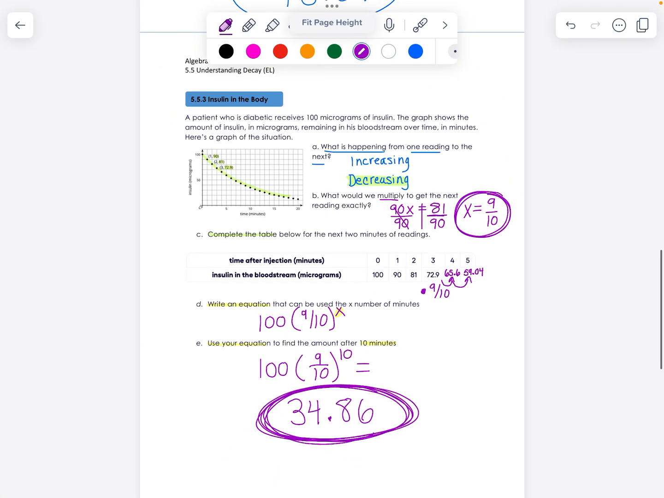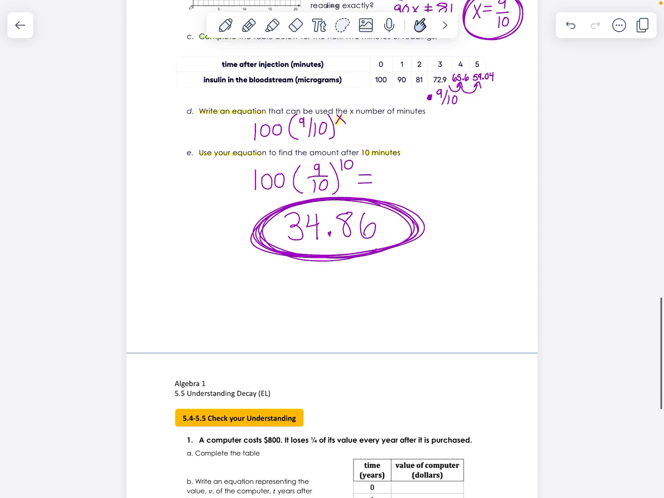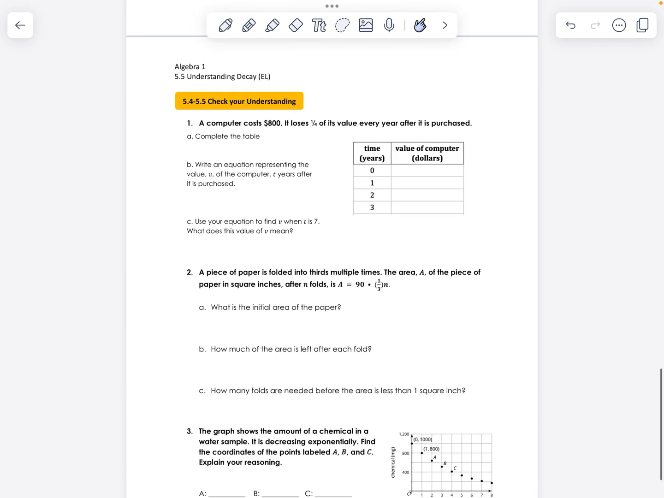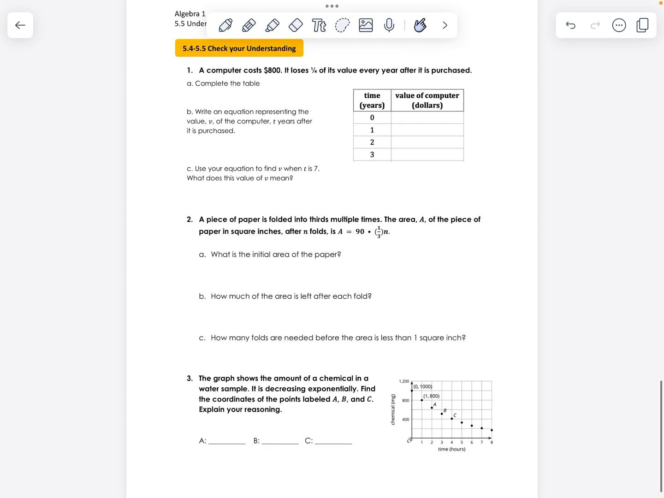Okay, again, if I went a little fast with writing, go ahead and hit pause and catch back up. Once you have done that, you are ready for the check your understanding below. And you've got 3 problems to try and turn back into Canvas.